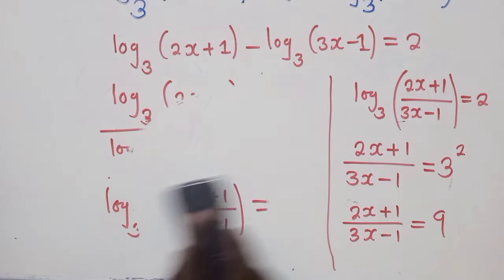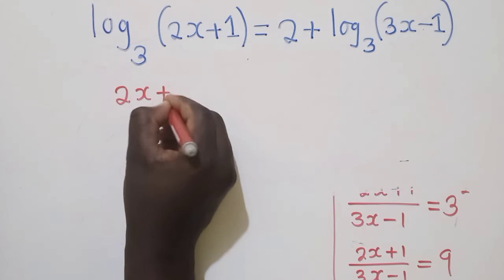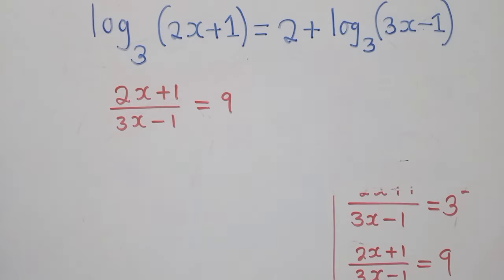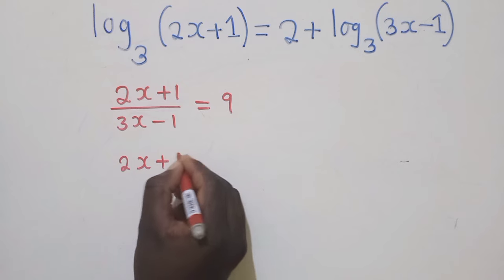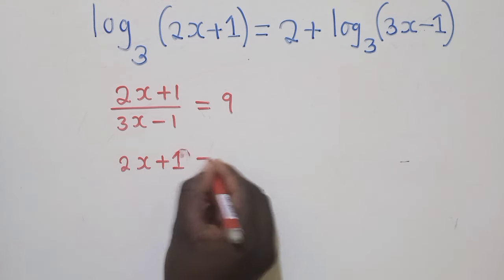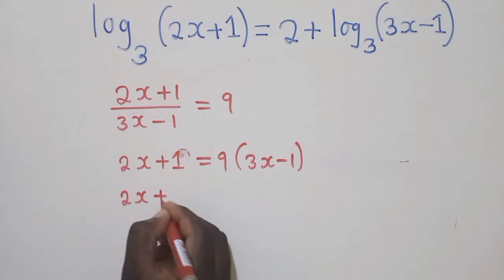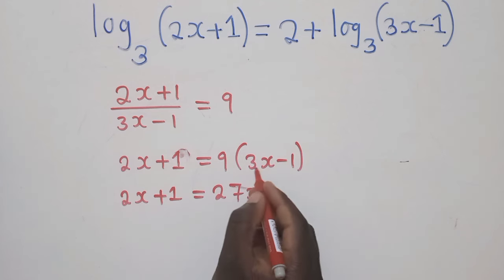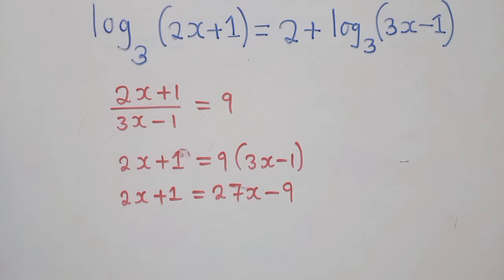Okay, let me create space. We are at this point where we have 2x plus 1 over 3x minus 1 is equal to 9. So now from this stage, we can cross multiply. So we shall have 2x plus 1 is equal to 9 multiplied by 3x minus 1, like that. So this is 2x plus 1, which is equal to 27x. That is 9 times 3x, 27x, minus 1, and minus 9, because 9 times negative 1 is negative 9.